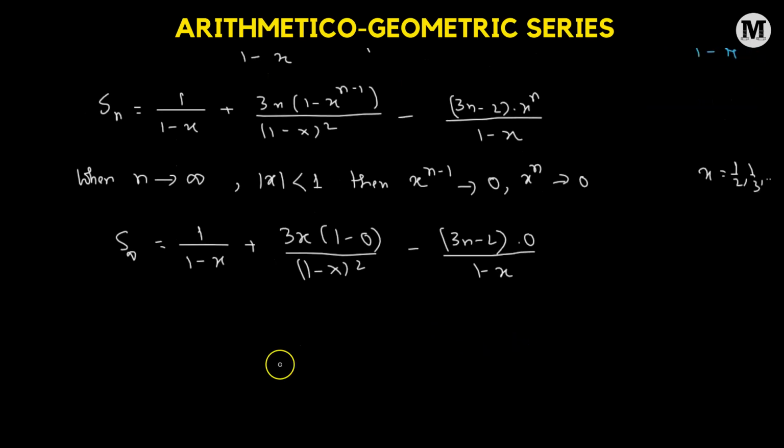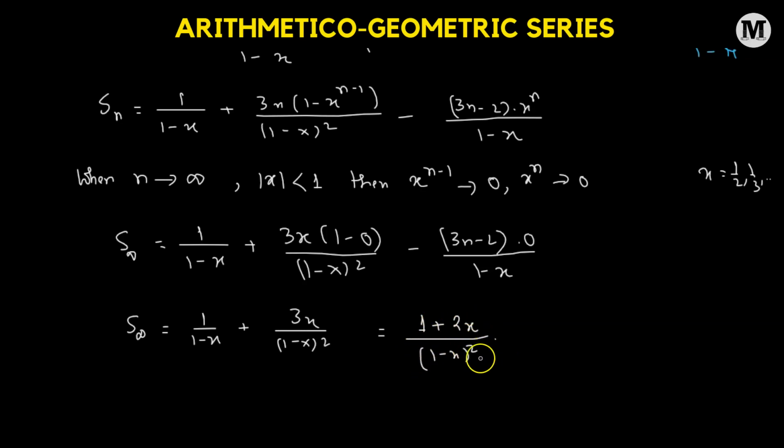Now further simplification, we have S infinity. That's going to be 1 over 1 minus x added to 3x over 1 minus x whole square. So combining them, we're going to get 1 plus 2x whole divided by 1 minus x whole square. So we have successfully obtained the sum up to the infinite terms, and we also have the sum up to n terms of the arithmetico-geometric series.